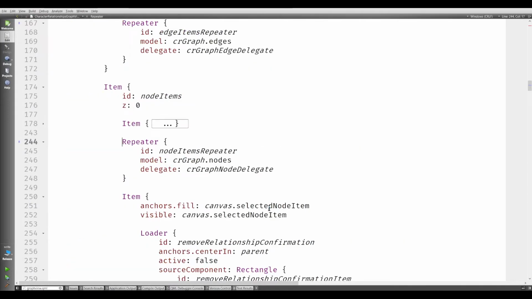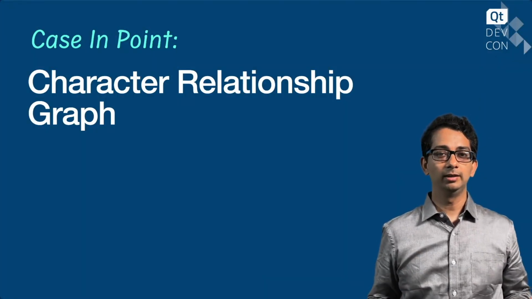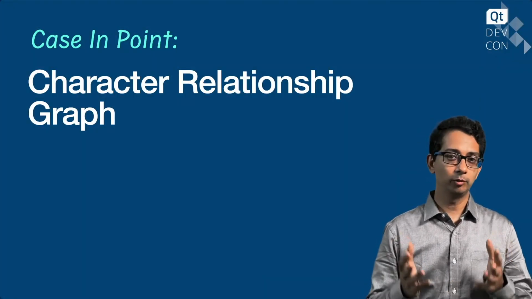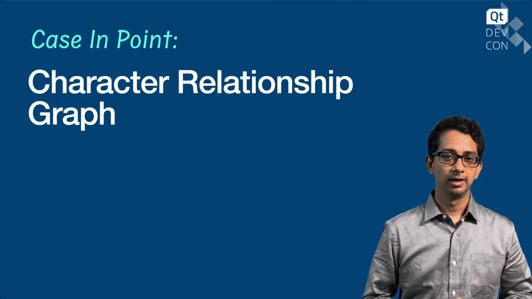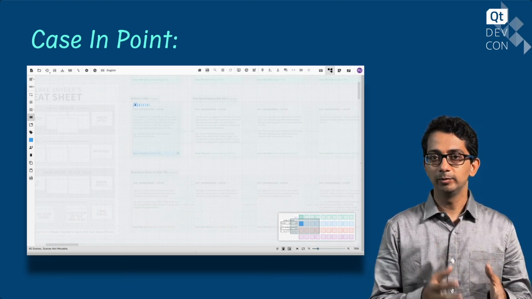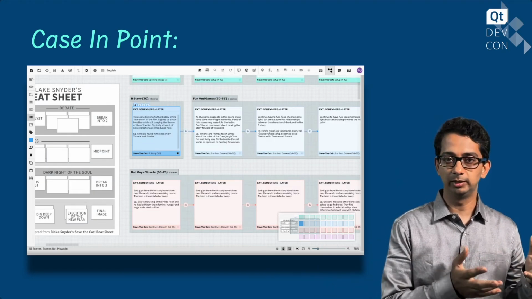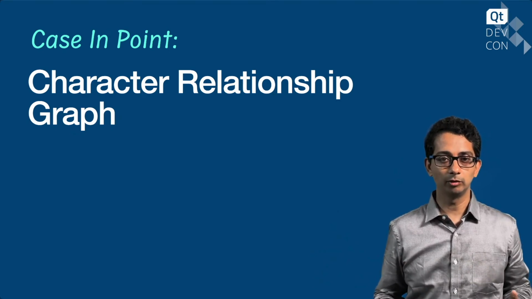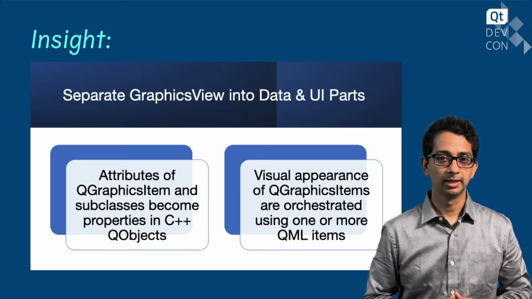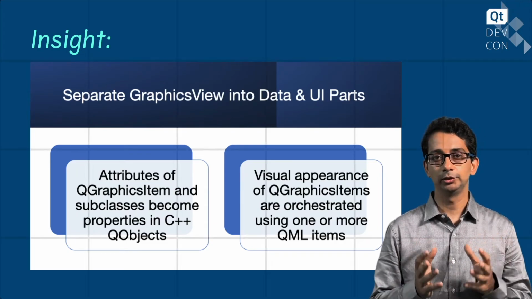Now in the UI, we simply make use of repeaters to go over each of these nodes and edges, and we create different delegates for each of them. As with anything in QML, the character relationship graph feature had to be broken down into a model-view problem. We do something similar to show multiple layers in the structure canvas. Information about the layers is captured in C++ models, and their visual representation is built using QML. I've already spoken about this in my previous presentations. In general, this is a good approach to building GraphicsView-like UIs using QML.